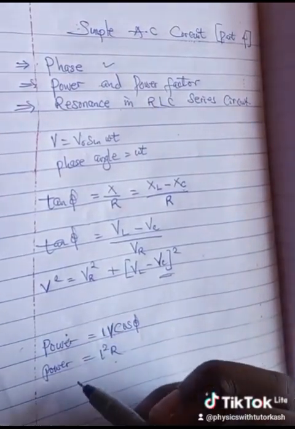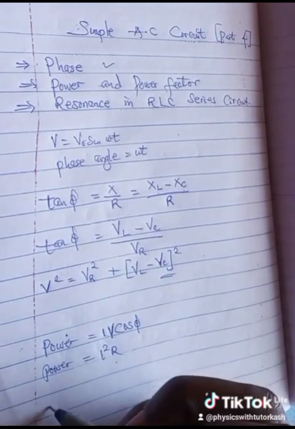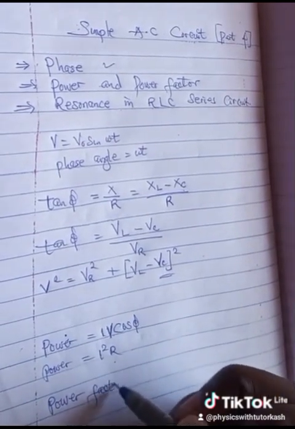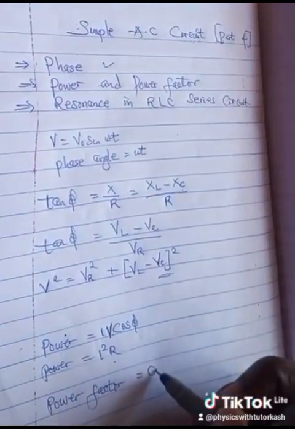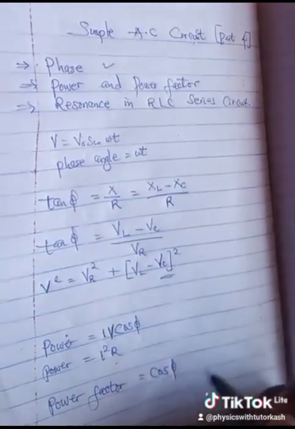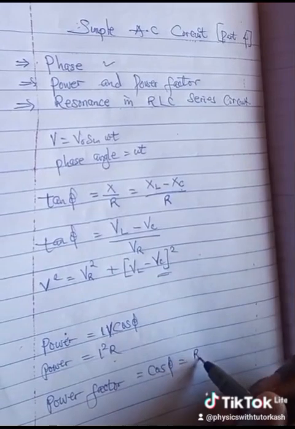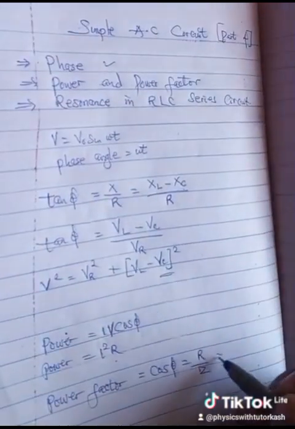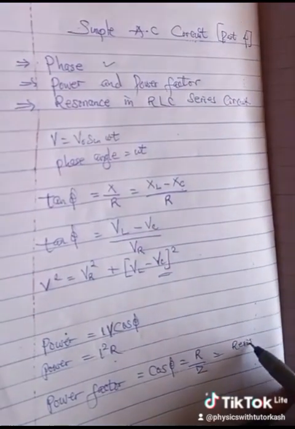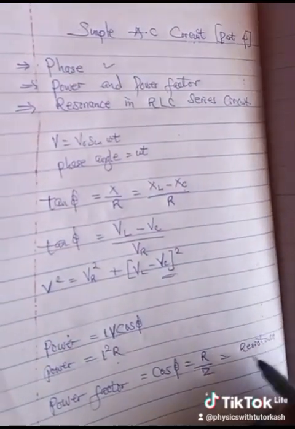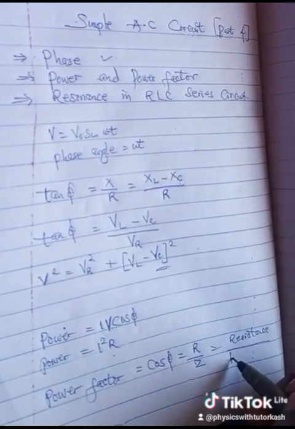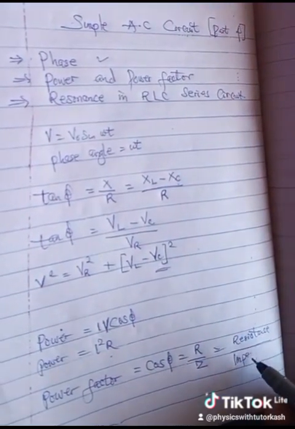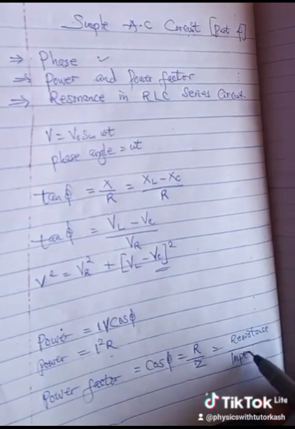Then power factor simply means the cosine of phi, and cosine of phi is given by R all over impedance Z, which is resistance over impedance. This is what we call power factor: resistance over impedance.